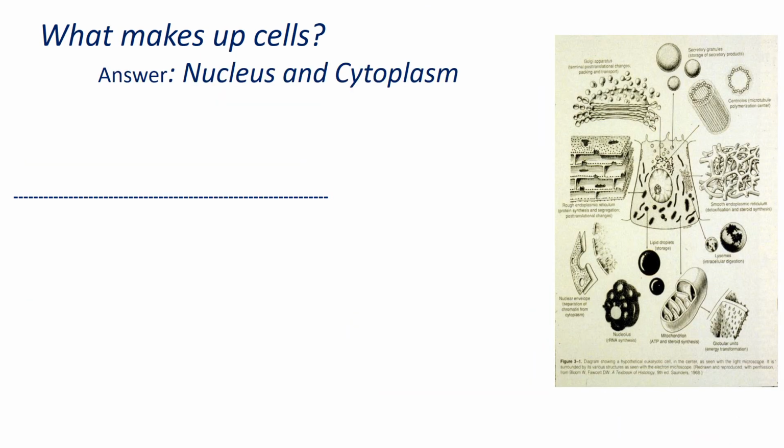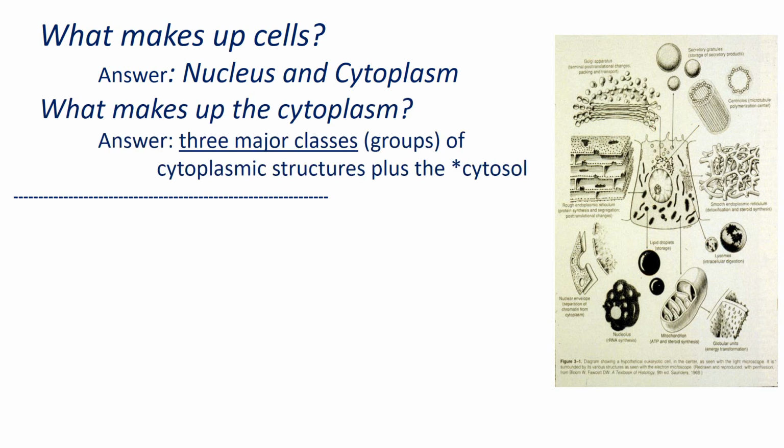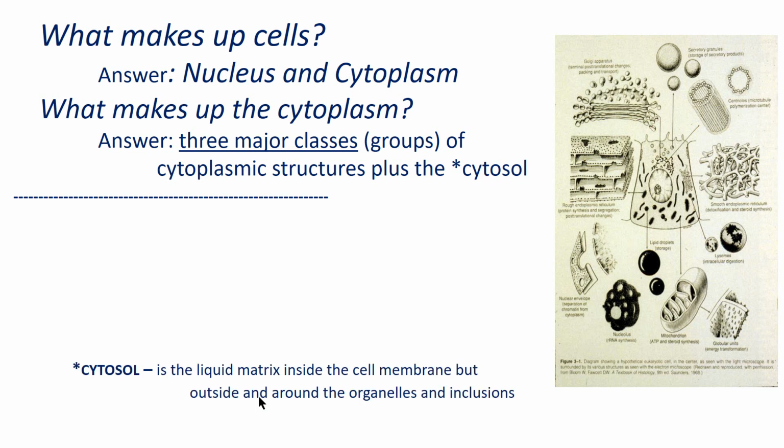Now, what makes up a cell? The nucleus and cytoplasm. So we see this cell, here's the nucleus, and this is its cytoplasm around it, and then the cell membrane surrounds that. What makes up cytoplasm? Cytoplasm has three major components that we'll talk about, as well as the cytosol. The cytosol is really the liquid matrix inside the cell membrane. So you're inside the cell membrane, but outside the organelles. It's the liquidy protein substance that surrounds the organelles and the inclusions.